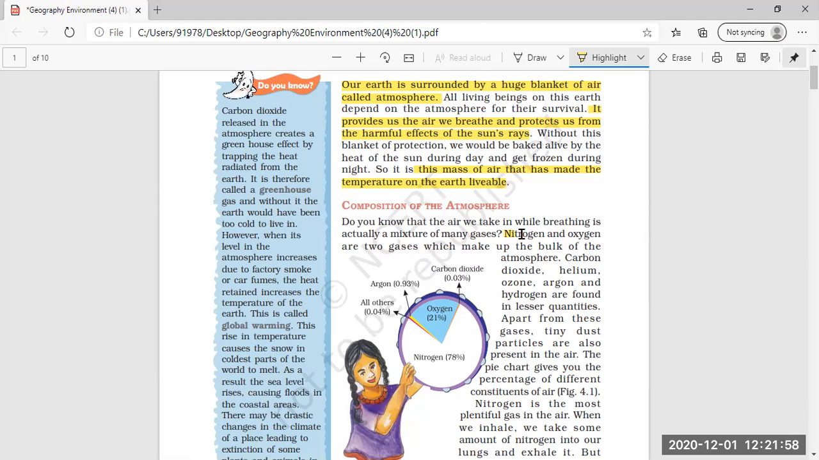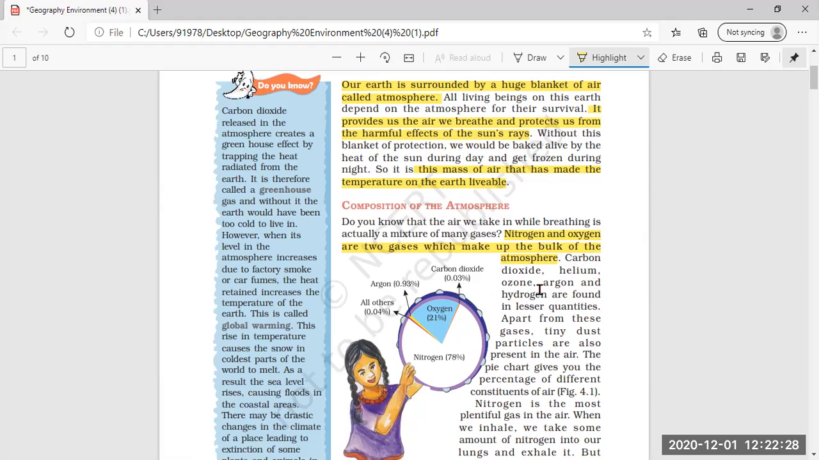And underline this: nitrogen and oxygen are two gases which make up the bulk of the atmosphere. Bulk of the atmosphere means most of the part of the atmosphere consists of nitrogen and oxygen. That is why it is called the bulk of the atmosphere.